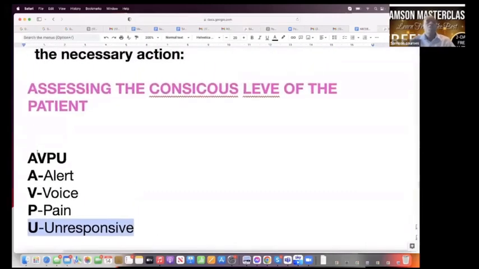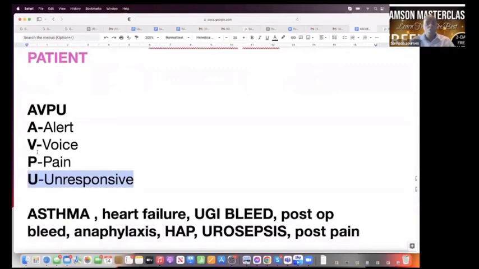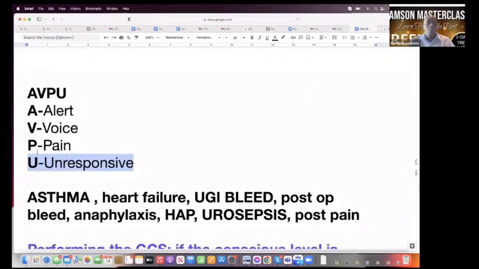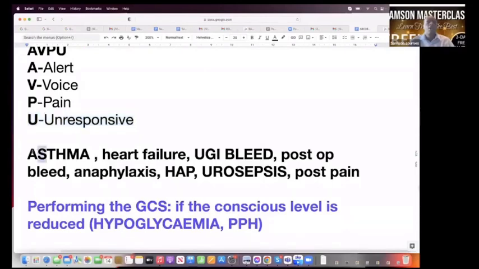So if the patient's conscious level is not reduced and the patient is speaking to you and answering your questions, you simply have to say, on an AVPU system, my patient is alert. We're talking about scenarios such as asthma. He's talking to you, doctor, I'm dying, I'm dying. Heart failure, doctor, I'm dying, I'm dying. Upper GI bleed, doctor, I'm vomiting. Okay, or post-op bleed complications, anaphylaxis, talking, doctor, I have this rash, I can't breathe. Okay, hospital-acquired pneumonia, he's talking to you, confused.